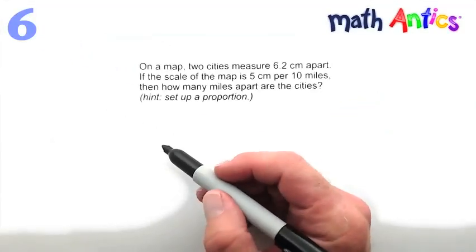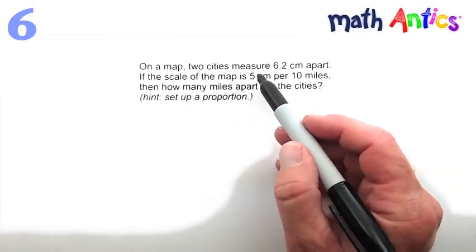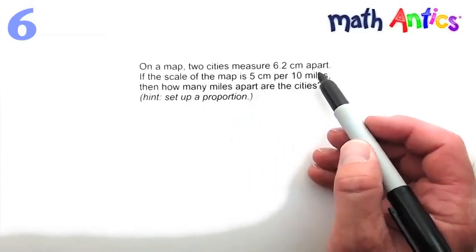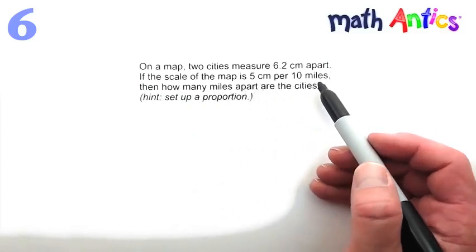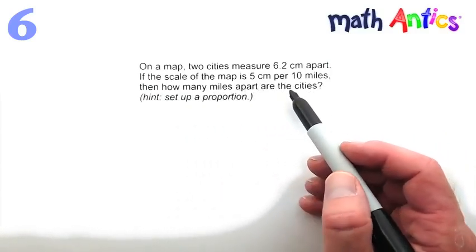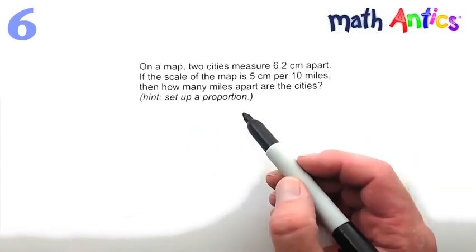And our last problem says, on a map, 2 cities measure 6.2 centimeters apart. If the scale of the map is 5 centimeters per 10 miles, then how many miles apart are the cities? Hint, set up a proportion.